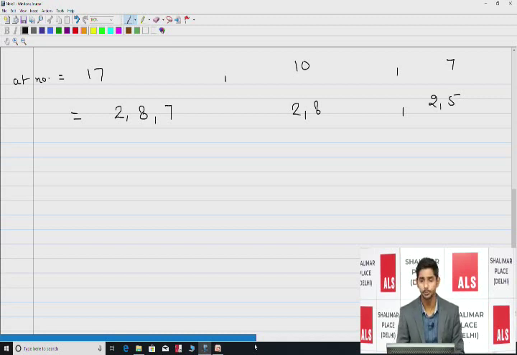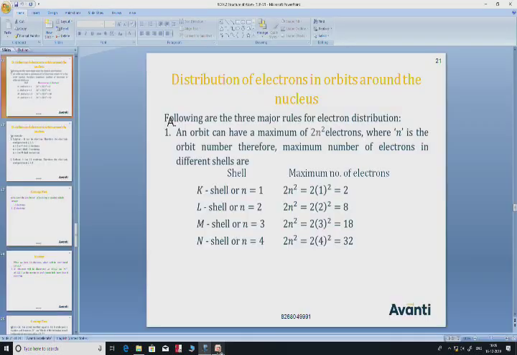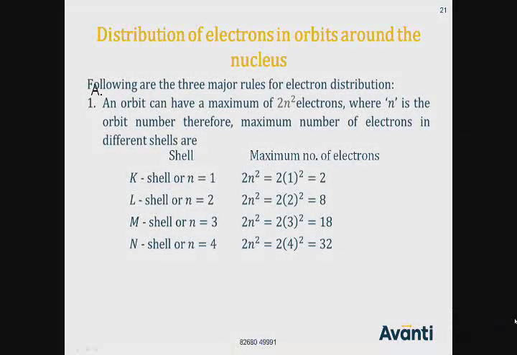I hope it is clear to everyone. Is it clear to everyone? Please confirm once. Is it clear to everyone? Anyone is having any doubt? Okay. So now you can copy this. Please copy and then confirm.